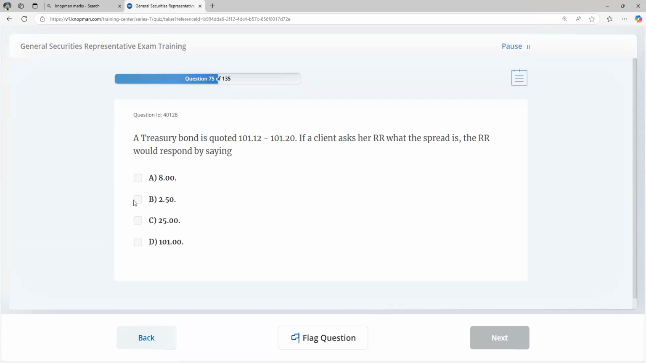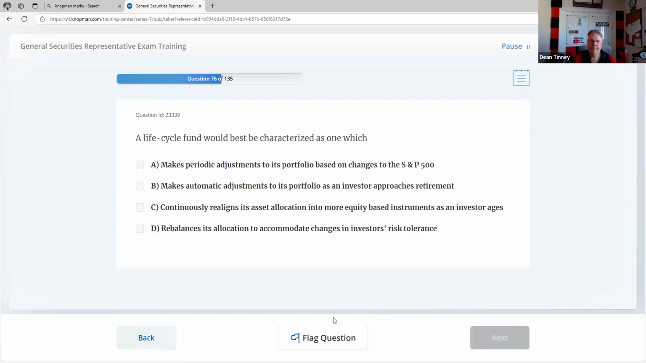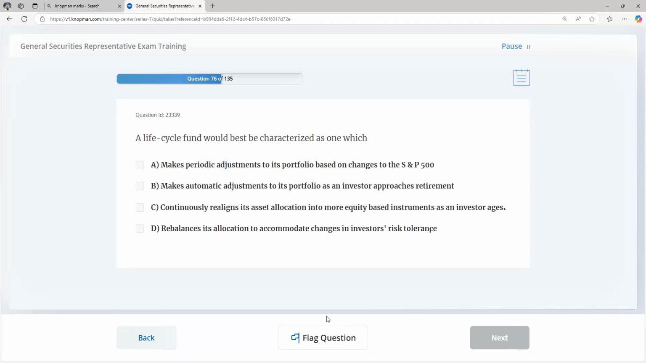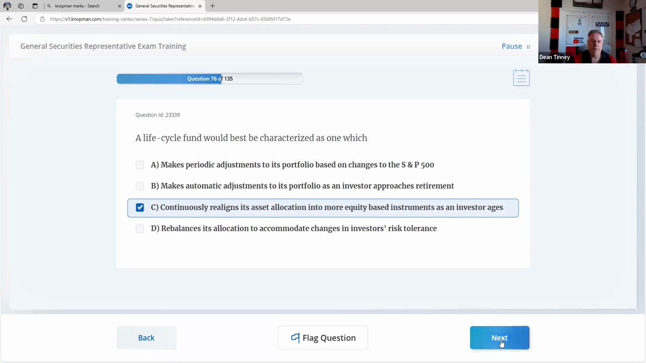Is it 250? Right on. A life cycle fund would best be characterized as one which continuously realigns its asset allocation as the investor ages, I believe. Yeah. A lot of times these mutual fund questions are truth in labeling, right? Whatever you call your fund, well, that's kind of what you've got to do.